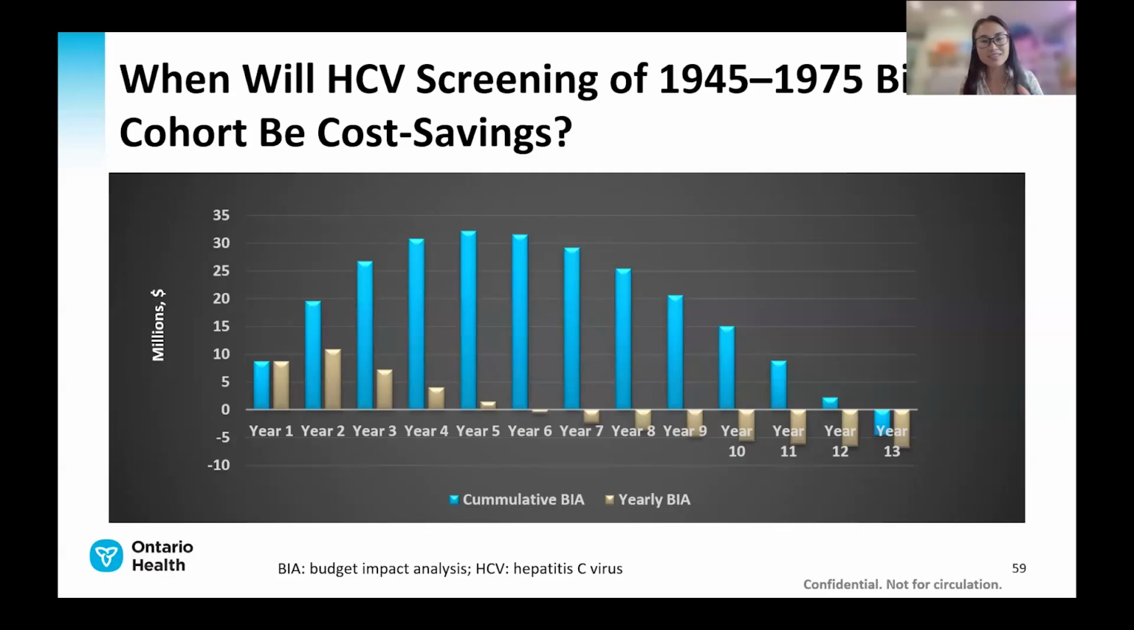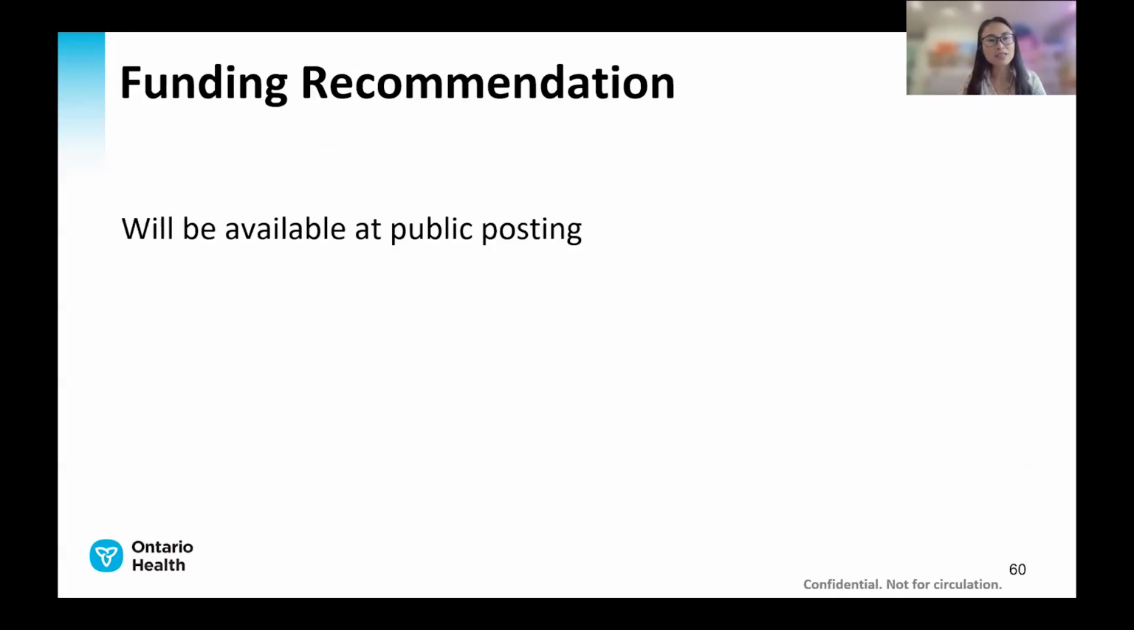We do this exercise again, and it shows that the cumulative BIA would become negative, as you can see on the slide. It means that beginning from year 13, this strategy would be cost saving for the government. At the moment, the HTA is available for public posting. However, OHTAC has also made the funding recommendation, on the website, that HCV screening is recommended to be funded for all adults in Ontario.